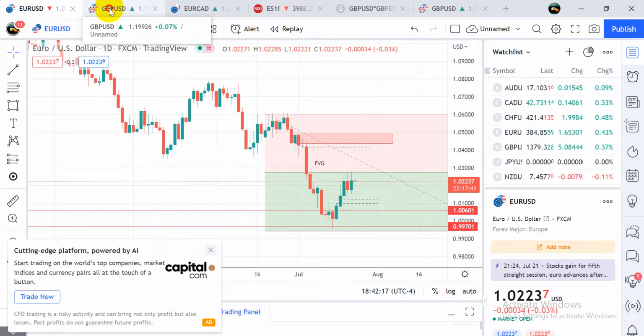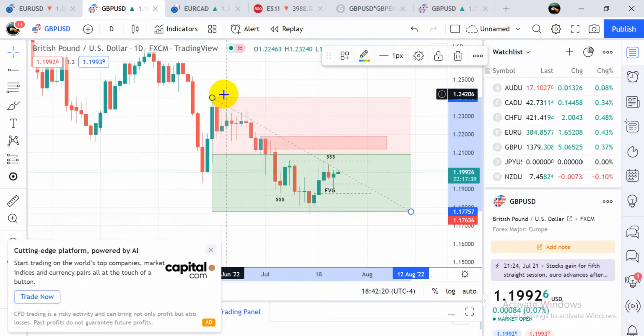And in GBP USD, similar idea. I don't expect them to go for all these relative equal highs here. I don't really expect them to go there.